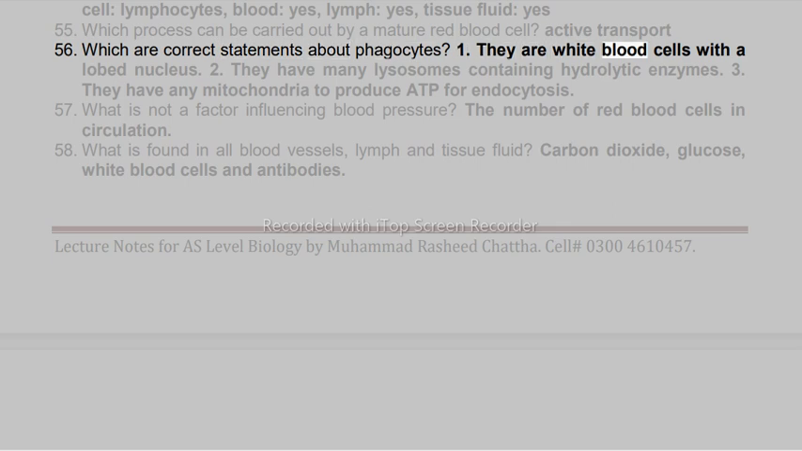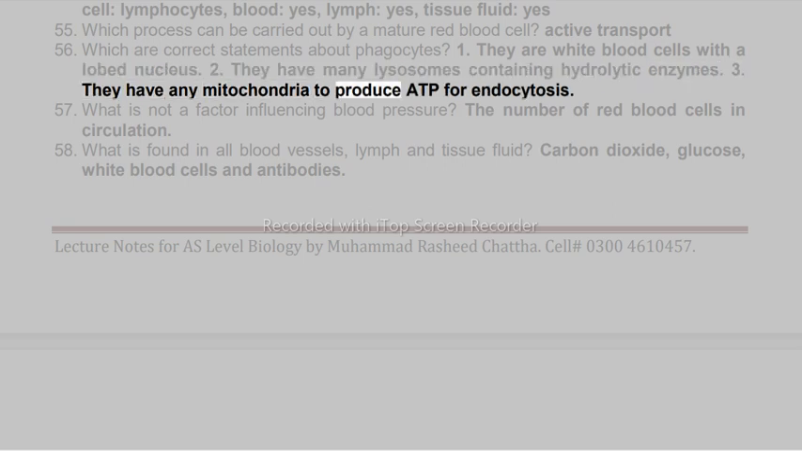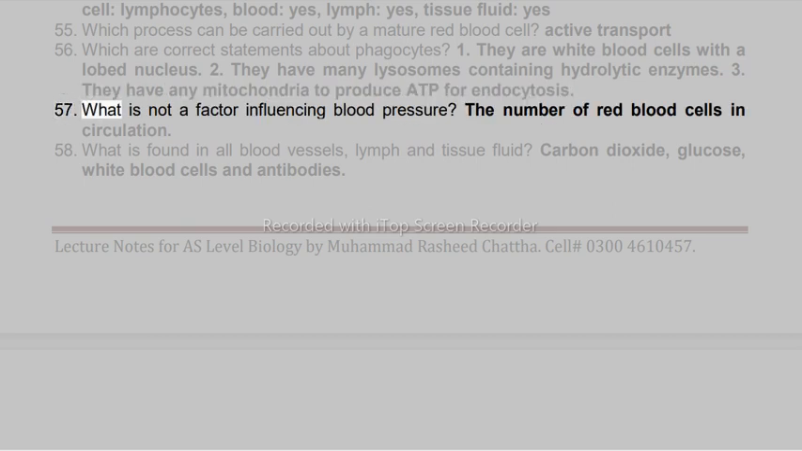1. They are white blood cells with a lobed nucleus. 2. They have many lysosomes containing hydrolytic enzymes. 3. They have many mitochondria to produce ATP for endocytosis. 57. What is not a factor influencing blood pressure? The number of red blood cells in circulation.